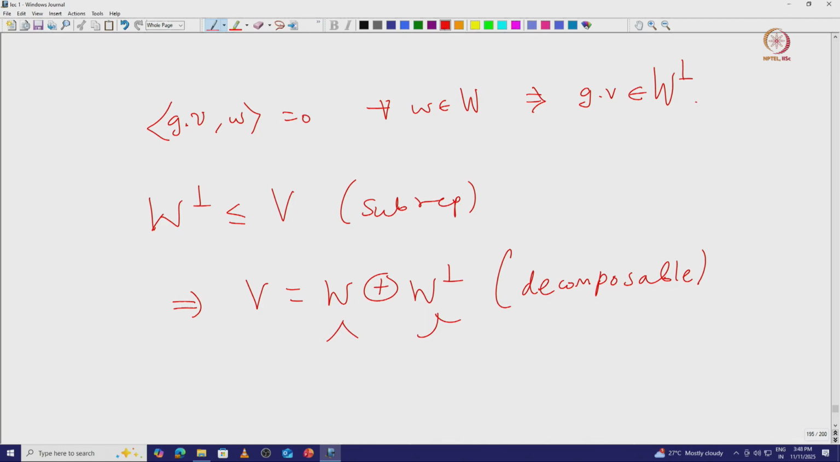But now the task is: how do we start with some general representation, and then make it a unitary representation? That is what we need to do in order to complete the proof of complete reducibility. So, maybe I will stop here and do that in the next class. Thank you.